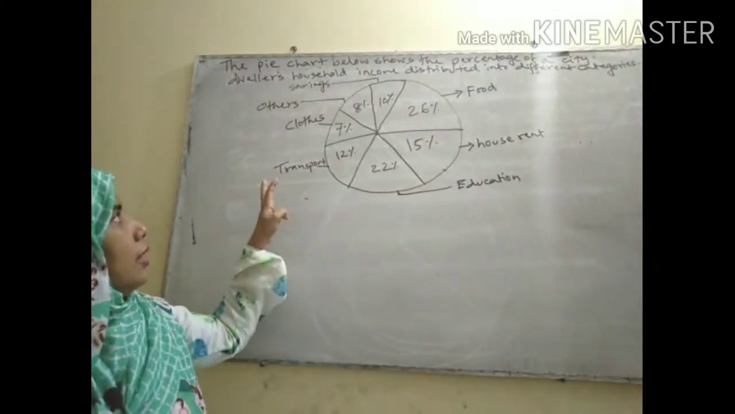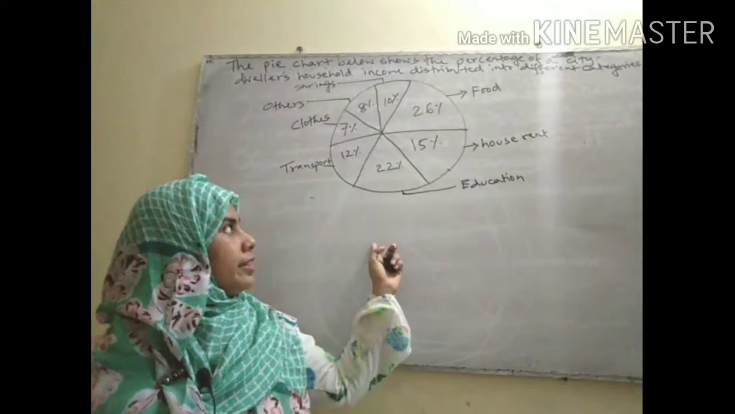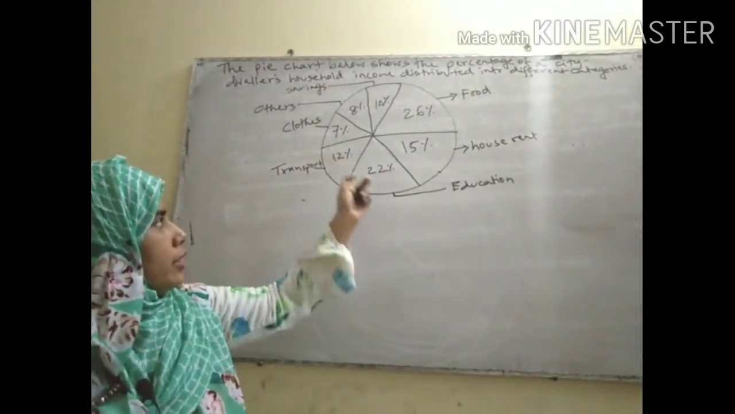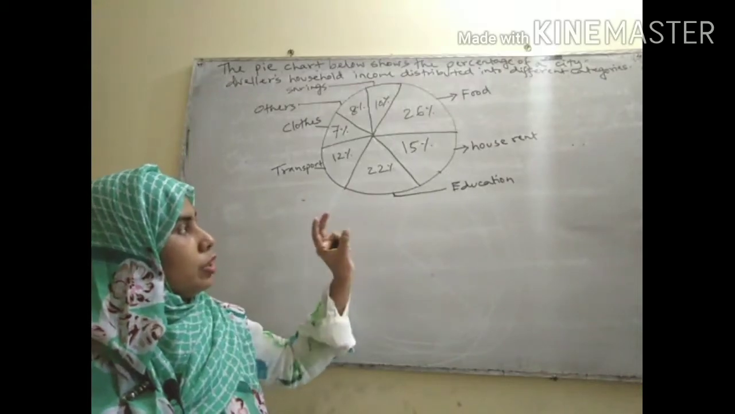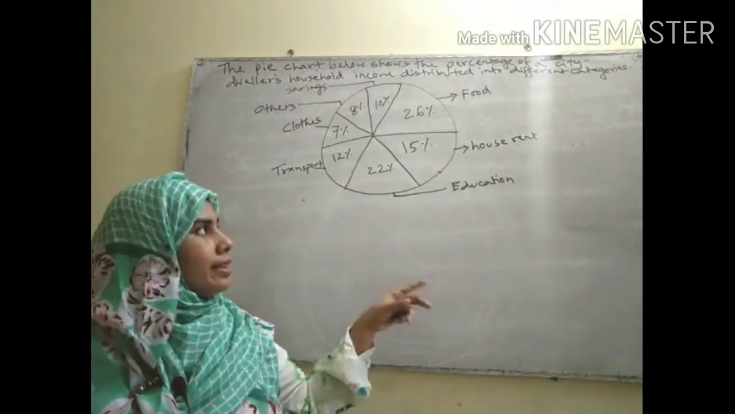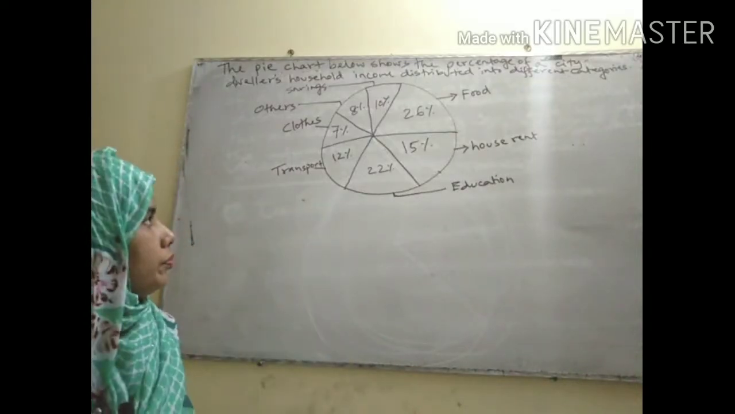Usually a pie chart is used to show percentages. If you count the percentages here, it will be 100%. And now I will show you how to describe a pie chart. I am writing it for you.